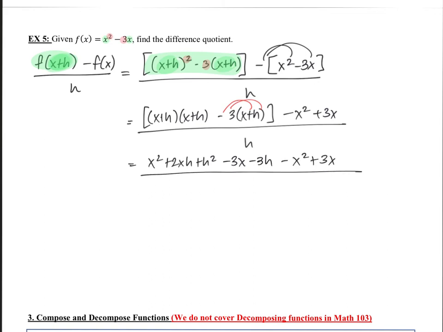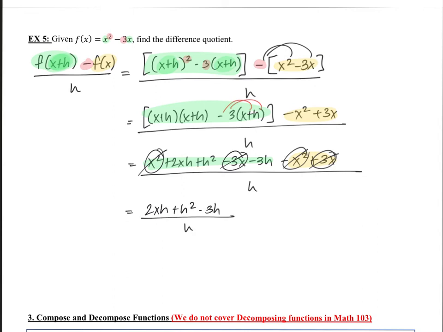So one thing to note, all of this came from the f of x plus h. And then these values came from the f of x. And we had that minus sign that got distributed. Hopefully the coloring is helping and not throwing you off. Now let's combine like terms. The x squares cancel. And in the top we're just left with 2xh plus h squared minus 3h divided by h.